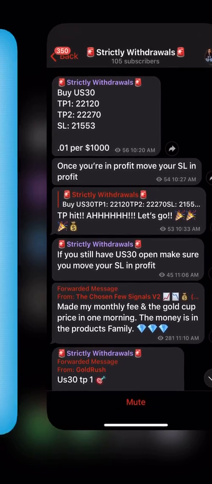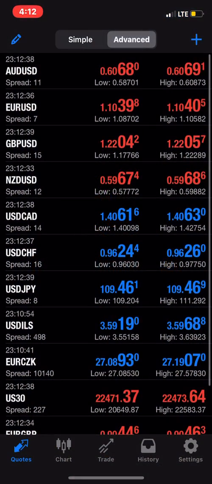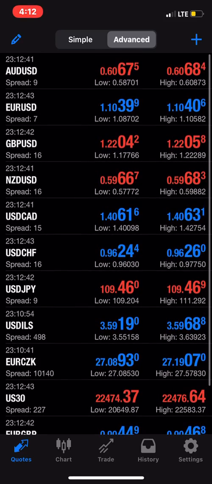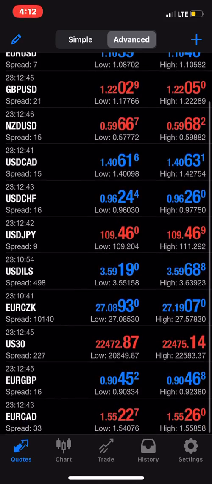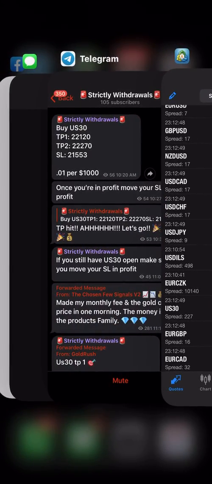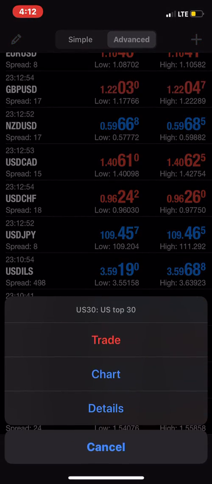So this is what you have to do. Go back to your trading app, MetaTrader 4. You're going to look for the currency pair US 30, and if it's not there, you just add it, right? How I just taught you. But I actually have it here, US 30. So again, it's telling us buy US 30. So I'm going to click on US 30. I'm going to click trade.